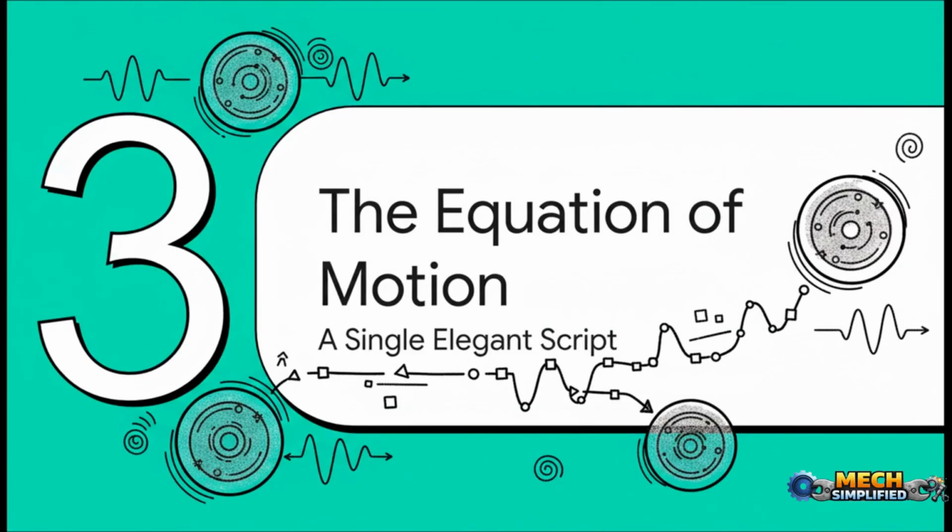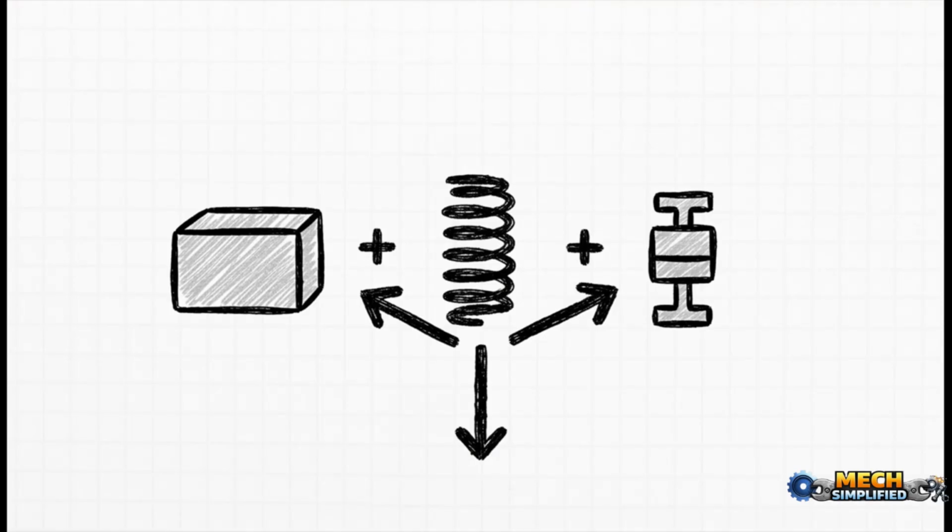Now, here's where it gets really beautiful. These three characters, they're not just improvising. They are all following a single, precise script, a mathematical equation that describes their every move. That's right. The force from the moving mass, the pulling force from the spring, and that resistance from the damper, they all have to balance each other out perfectly. And their entire relationship can be summed up in one powerful little formula.